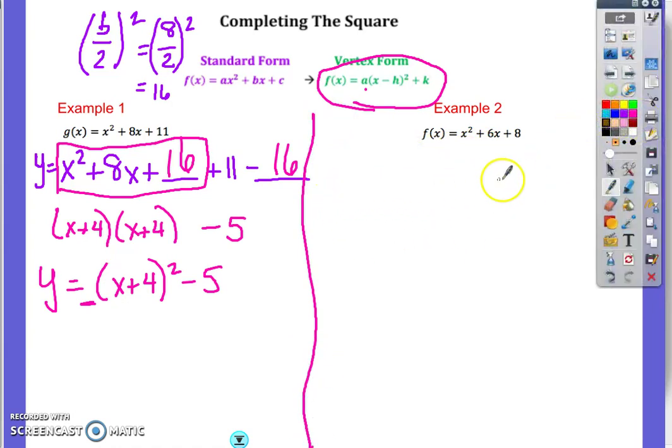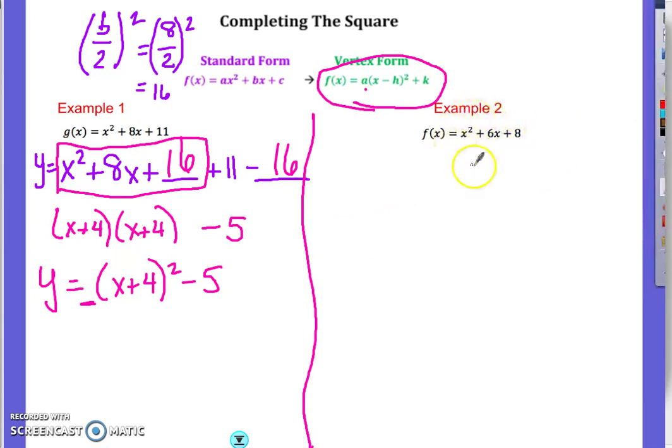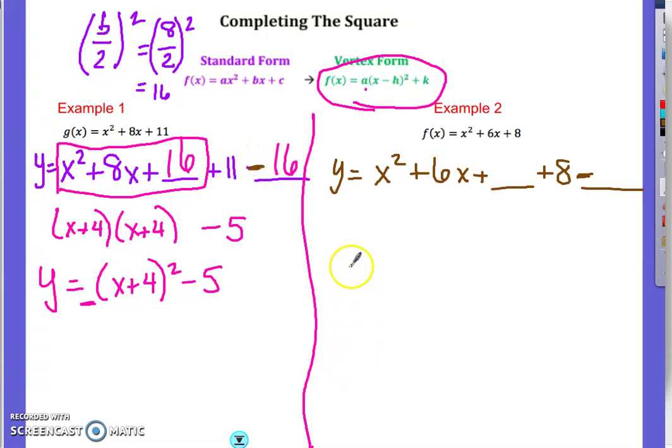In example 2, we just have the same type of problem. B is 6, C is 8. We're going to move that over and add our blanks. Add. 8 stays right there. Remember to put that plus sign there and subtract. Again, this needs to be a subtraction, or you're going to mess up the problem, okay? B divided by 2 squared. That's 3 squared is 9.